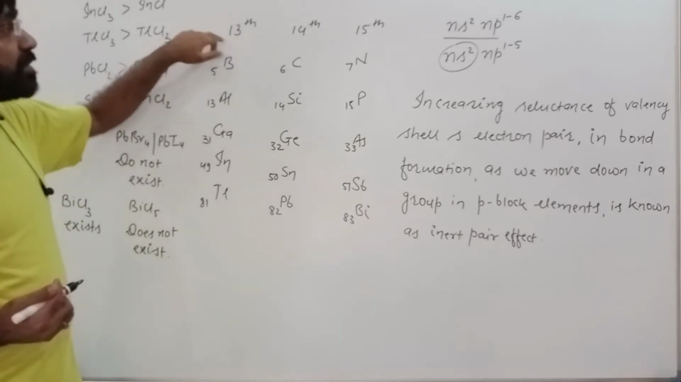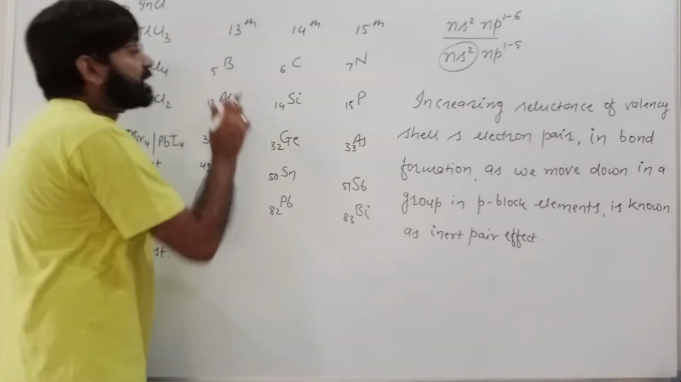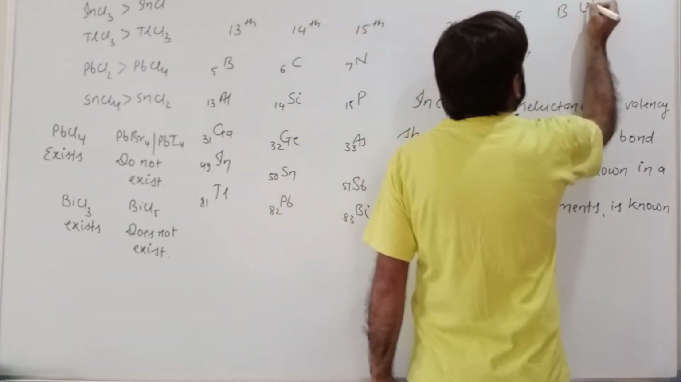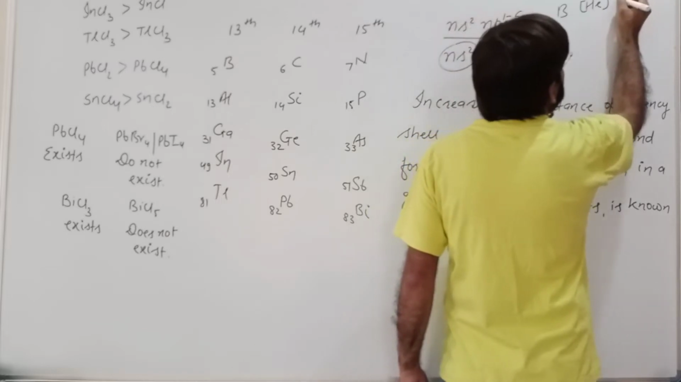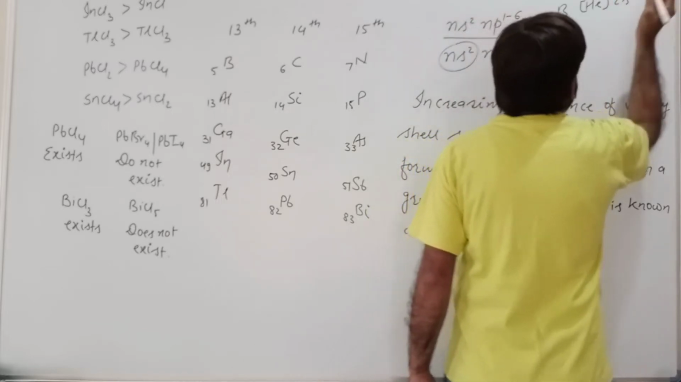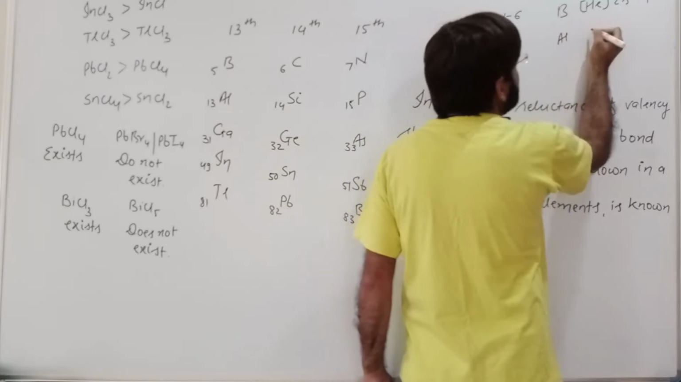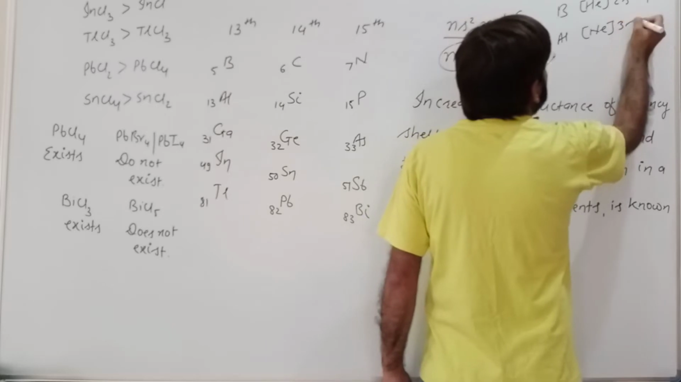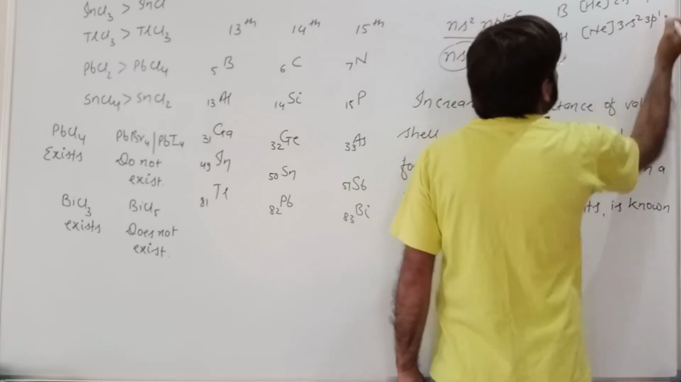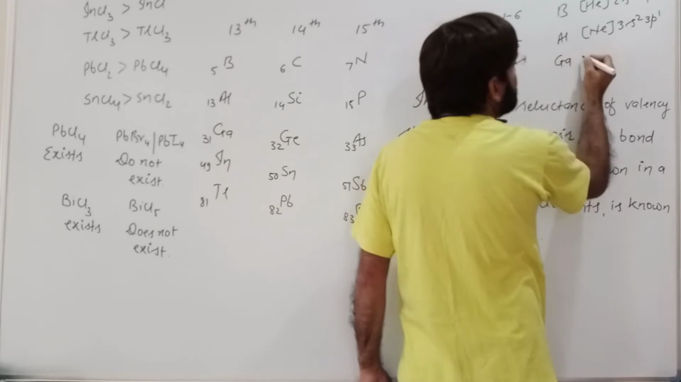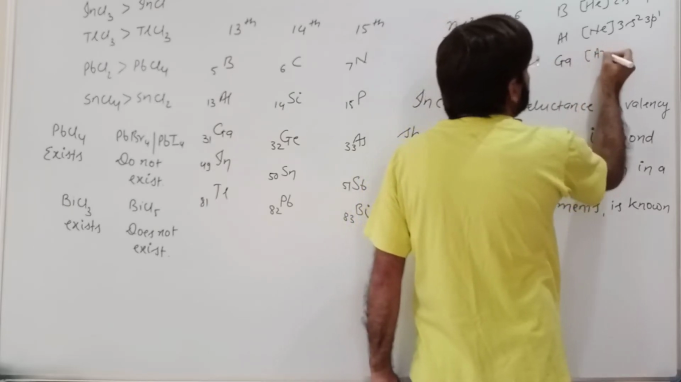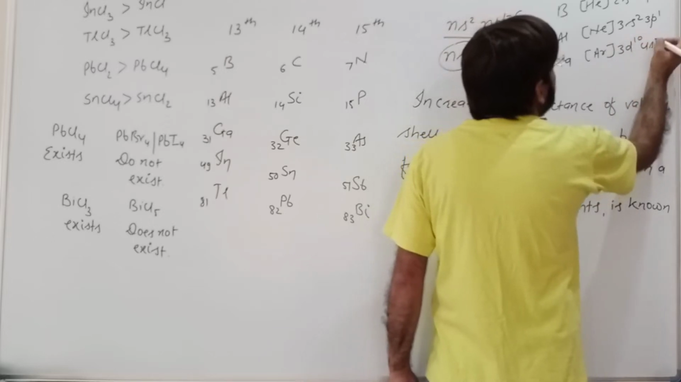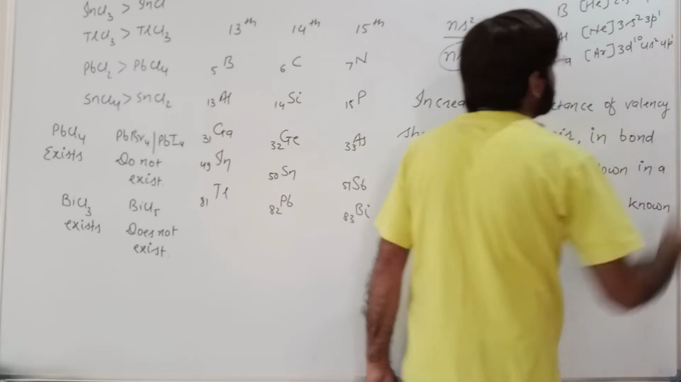Say, for example, we are considering group 13. So the electronic configuration of boron is what? We say it is helium, and then 2s2 and 2p1. When we talk about aluminium, it is neon, the noble gas configuration, then 3s2 and 3p1. But when we talk about gallium, it is the noble gas followed by 3d10, then 4s2 and then 4p1.